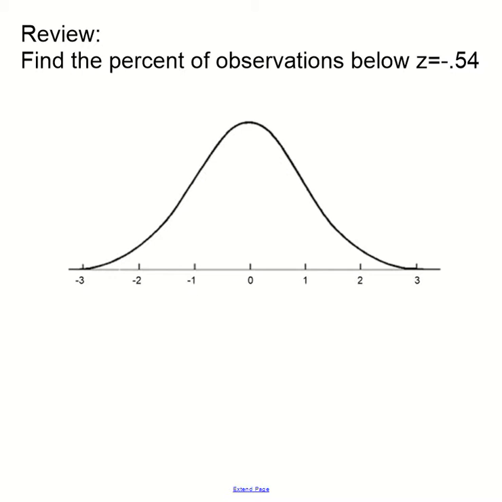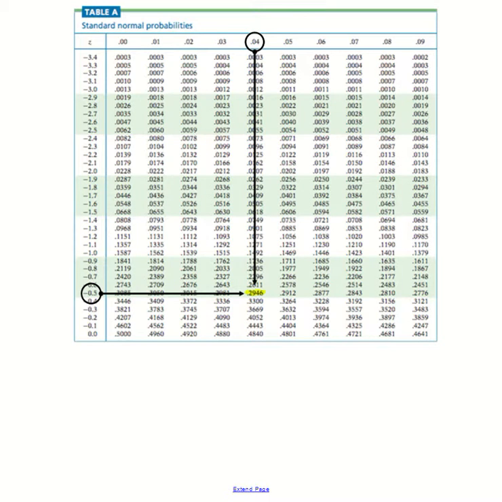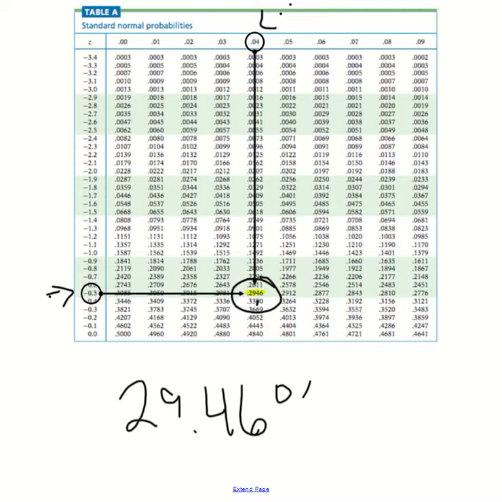We have a normal distribution curve. We're trying to find the percent of observations below z equals negative 0.54. If you remember, we then go into our table. We find negative 0.5, which is right here. We find 0.04, which is here. We find their intersection, and that is our decimal, so we get 29.46%. That's what we learned in the last video.